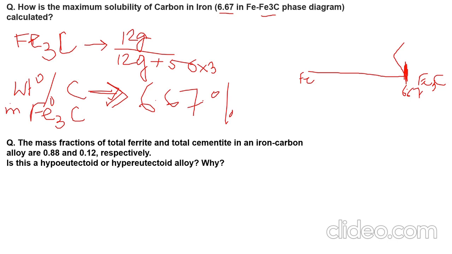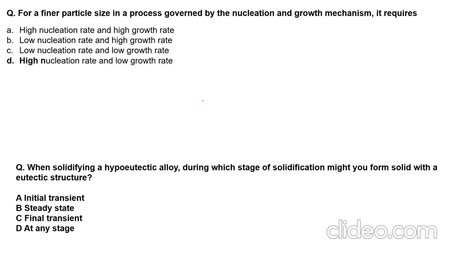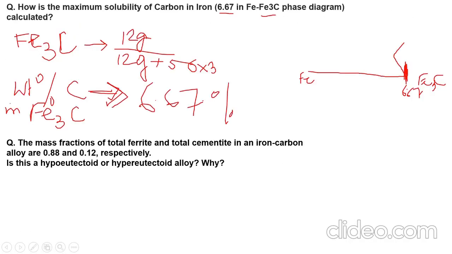So now we have another question. We will do this question, which is: the mass fractions of total ferrite and total cementite in an iron carbon alloy are 0.88 and 0.12 respectively. Is this a hypoeutectoid or a hypereutectoid alloy? Why? Can you try to solve this?